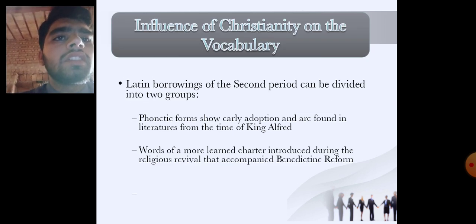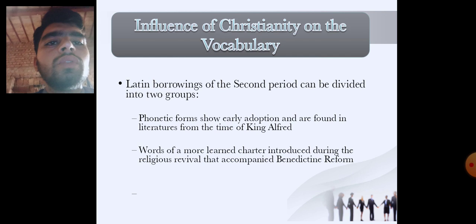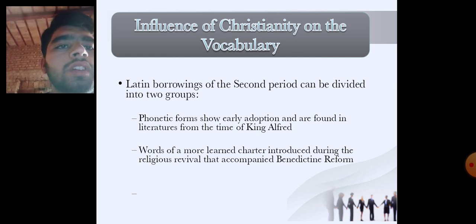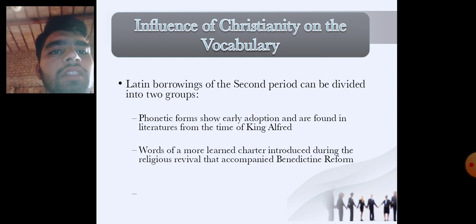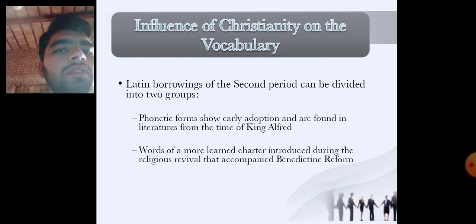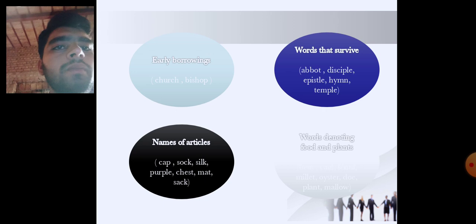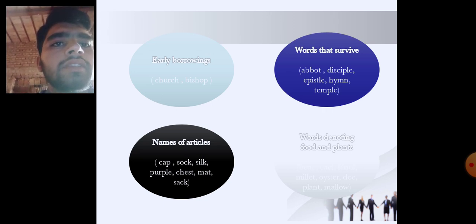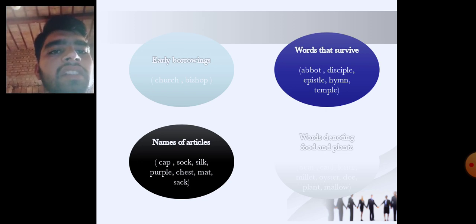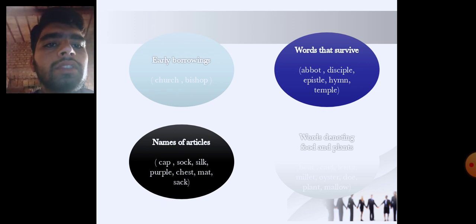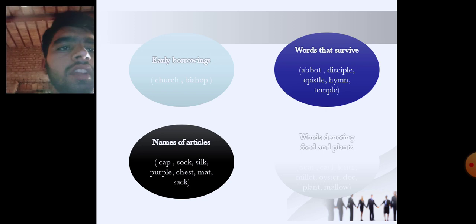Influence of Christianity on the vocabulary. Latin borrowings of the second period can be divided into two groups. Phonetic forms show early adoption and are found in literature from the time of King Alfred. Words of a more learned character were introduced during the religious revival that accompanied the Benedictine reform. Early borrowings were church words such as disciple, epistle, hymn, temple. Names of articles were cap, sock, silk, purple, chest, mat, sack.